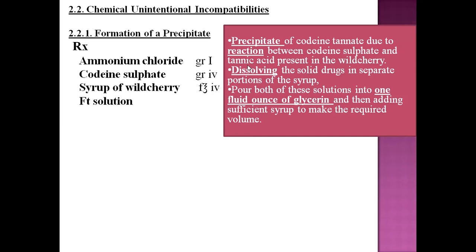Okay, so tannic acid is an acid that's going to react with cadmium sulfate. Cadmium sulfate is an alkaloidal salt and is going to react with an acid in the formation of cadmium tannate. Cadmium tannate is a precipitate.